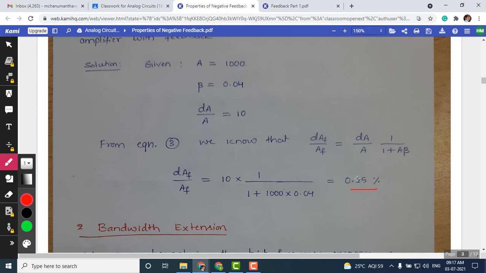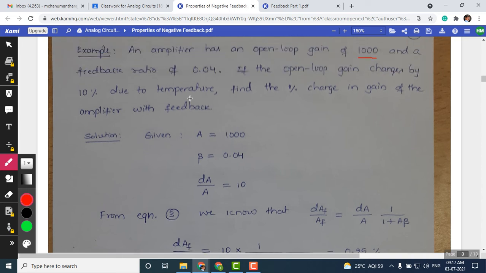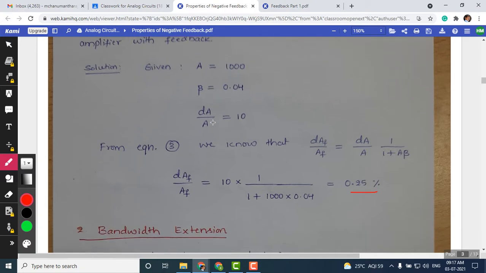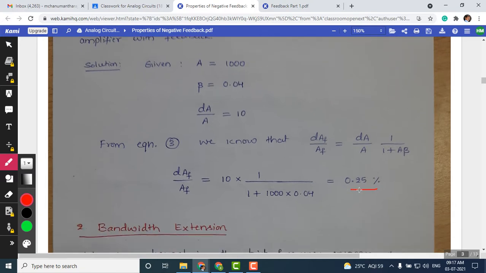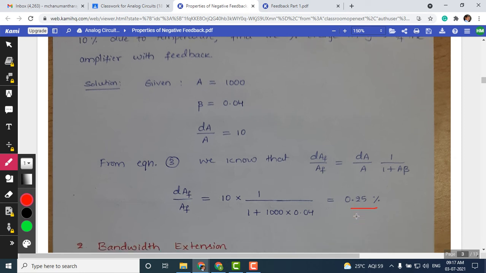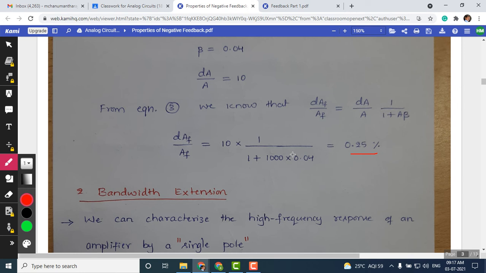That means the amplifier is very much sensitive to the temperature without the feedback, and the sensitivity can be brought down by providing a negative feedback. How much in this problem? It is 0.25%, not 25%, it is 0.25%. So you can see how much it has been reduced here. From 10% we have brought it down to 0.25%. That is the first property, and I hope the concept is clear with reference to the first property.